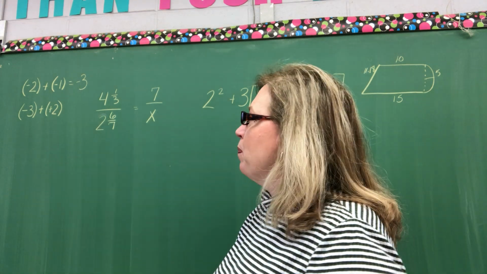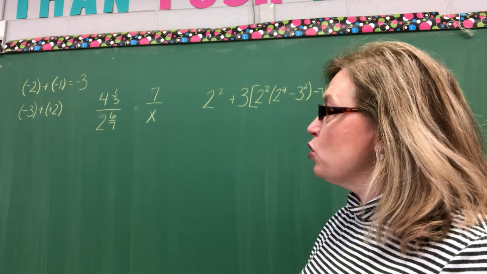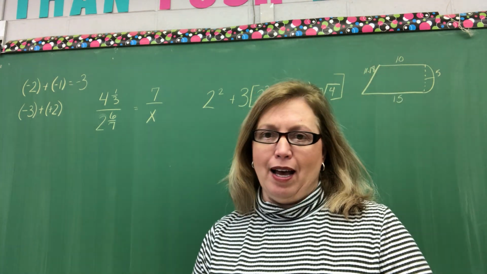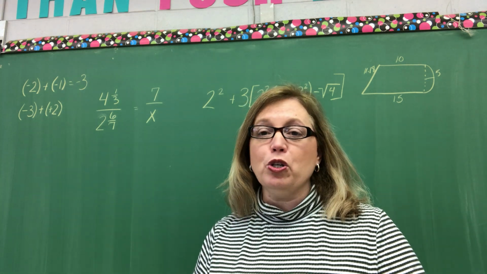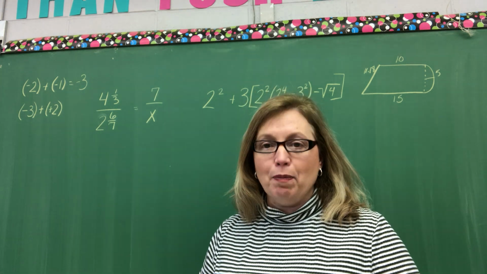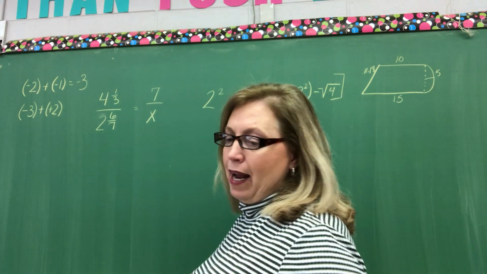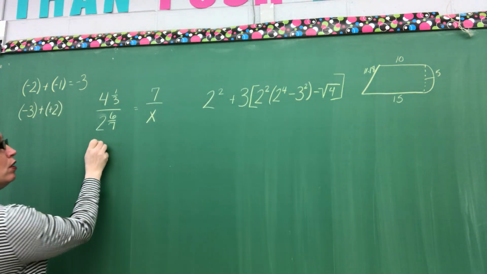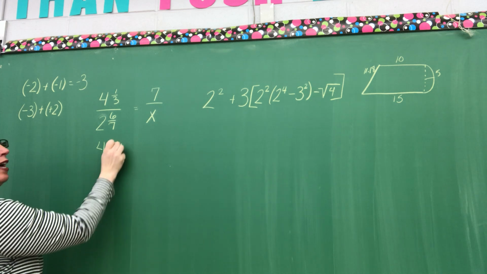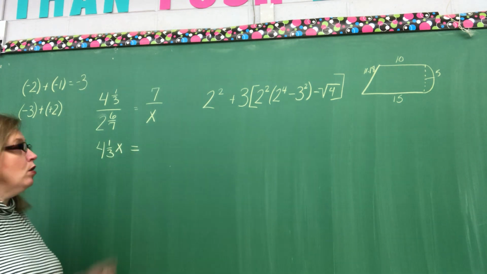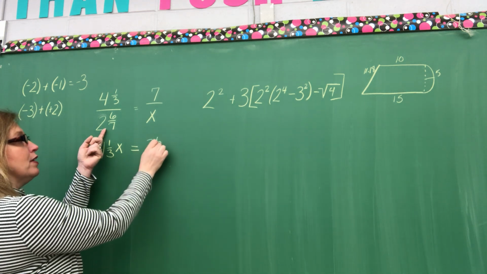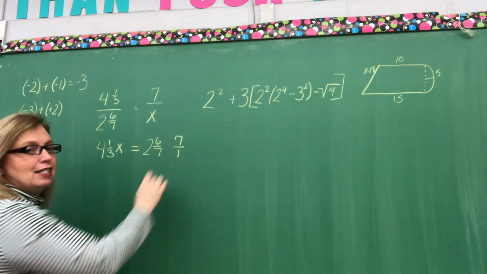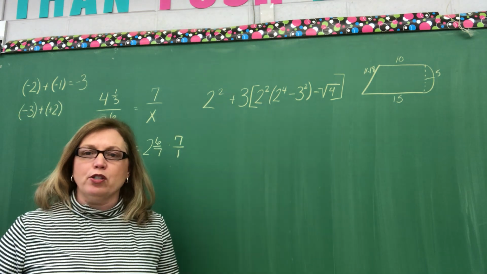Let's look at this problem here. We have the equation 4 1/3 divided by 2 6/7 equals 7 divided by x. How are we going to solve it? The first thing we're going to do is cross multiply to make an equation. So we're going to say 4 1/3 times x is 4 1/3 x. That's going to equal 2 6/7 times 7/1. Now I went on and made it 7/1 because we know every whole number is over 1.